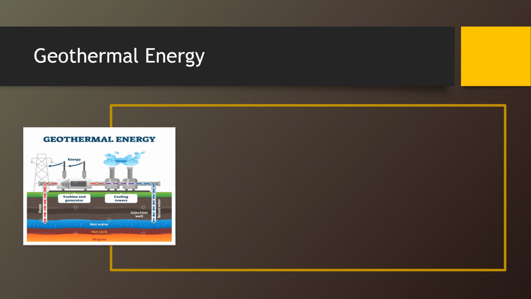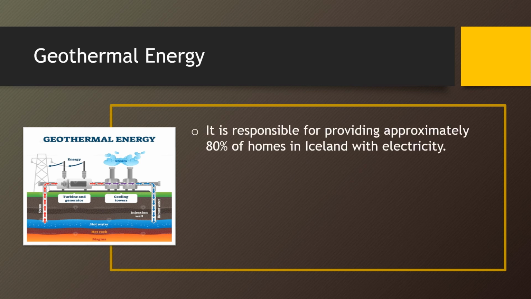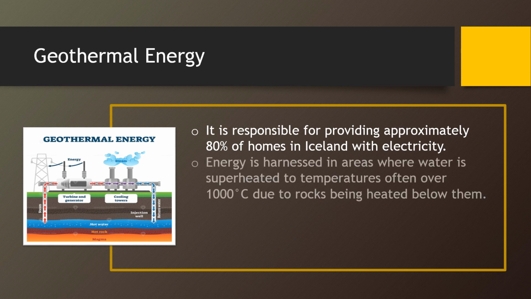Another advantage would be the geothermal energy. Geothermal comes from the word geo meaning earth and thermal meaning heat. In other words, it is the heat coming from the inside of the earth. It is responsible for providing approximately 80% of homes in Iceland with electricity. We can convert geothermal energy to produce electricity so that we can use appliances at home.